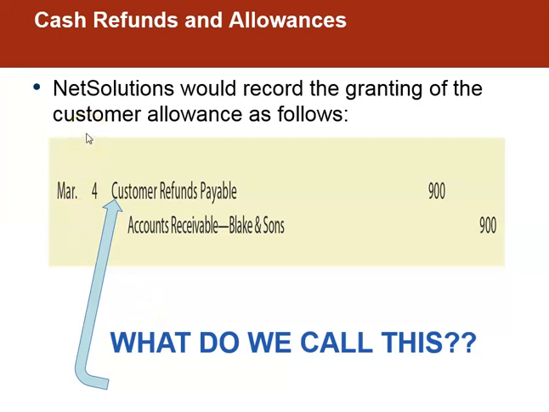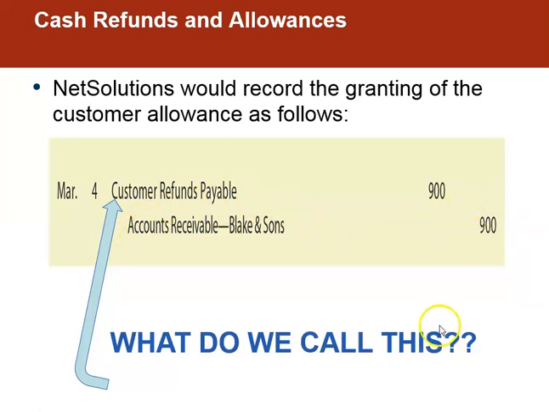This is how it would look on the books, because Net Solutions did not issue a cash refund. Why? Because they never got the money in the first place. Blake & Sons hasn't paid them yet, so it would be inappropriate for them to issue a cash refund. So they're going to debit their liability account, customer refunds payable, for $900. And they have this asset account, accounts receivable, that's the controlling account. Blake & Sons, you add that on there. That's the subsidiary portion. This was set up as a debit, but now we're going to credit it $900.